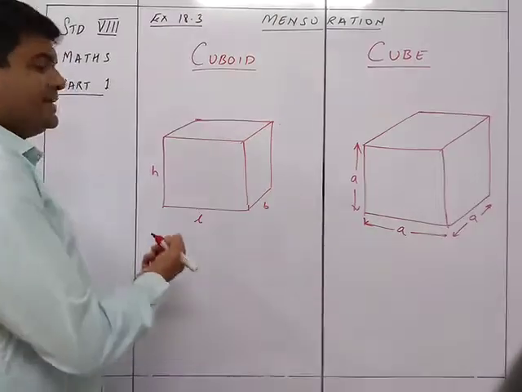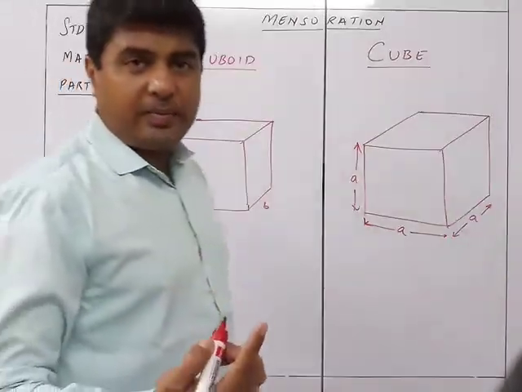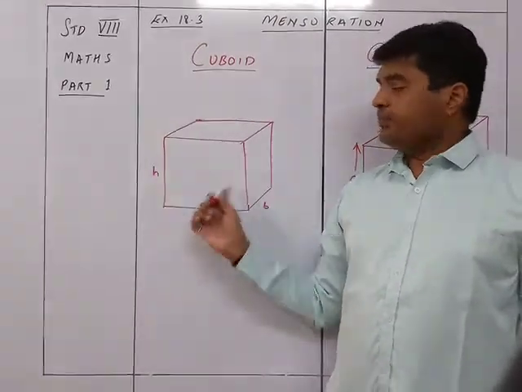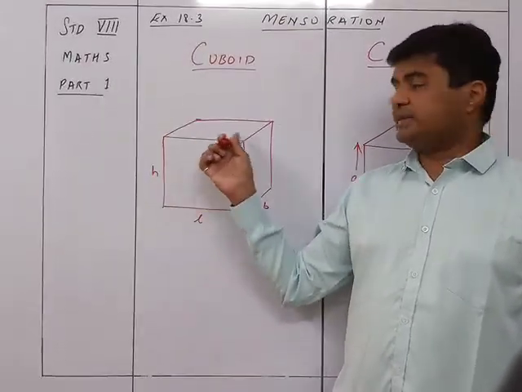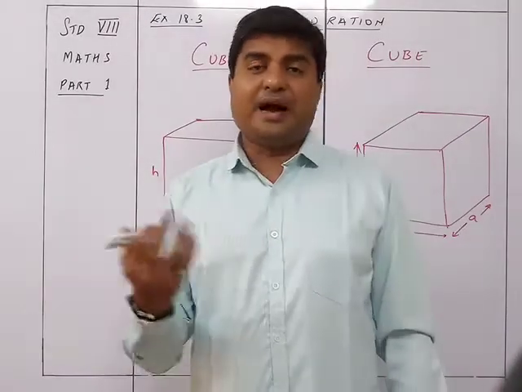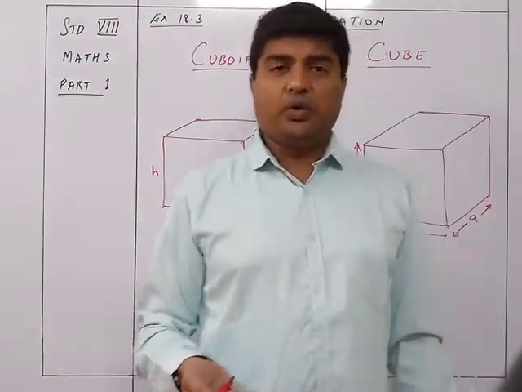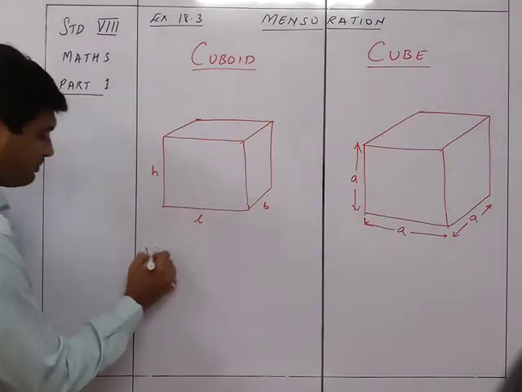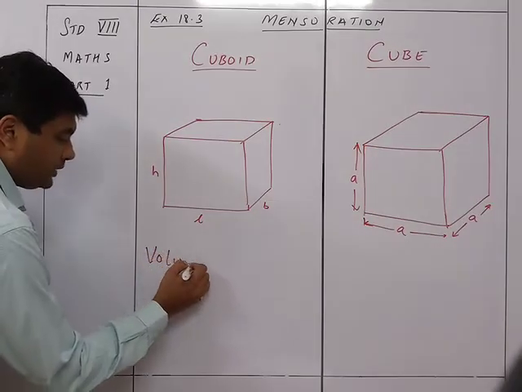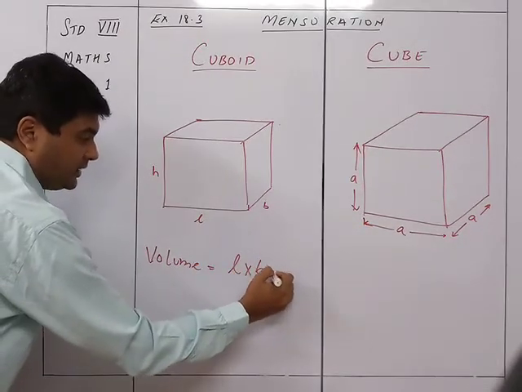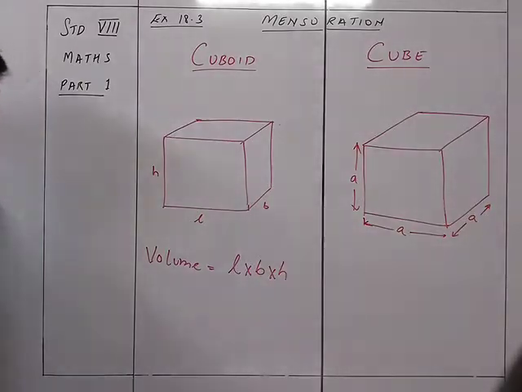It is not necessary that the length, breadth and height all three are different. It is possible that you can have a square cuboid where the length and height are the same but the breadth is different. Quite possible. You can have the length and the breadth be the same but the height different. Accordingly, the volume of this is given by volume is equal to length into breadth into height.